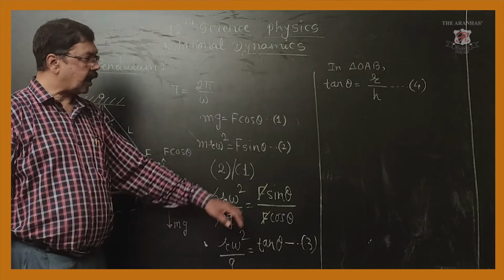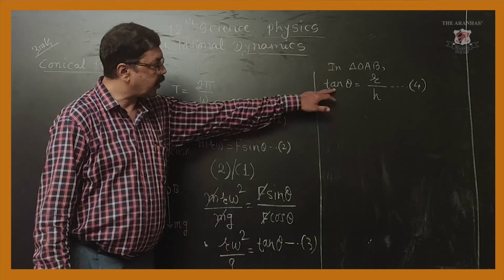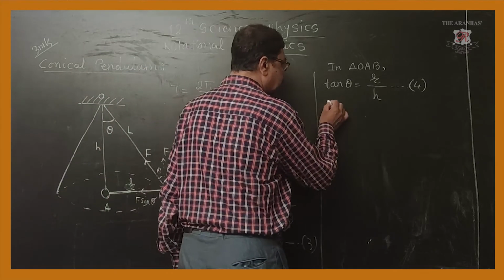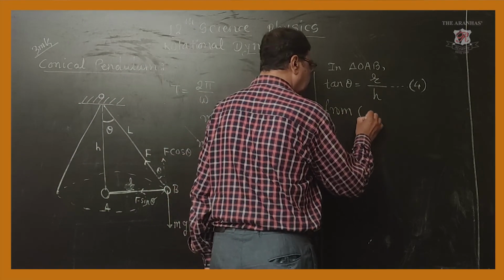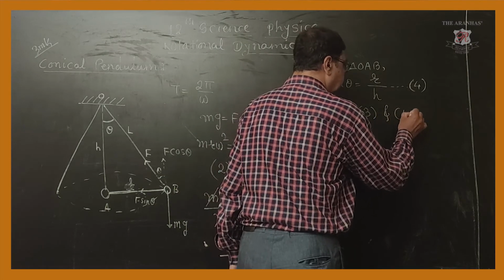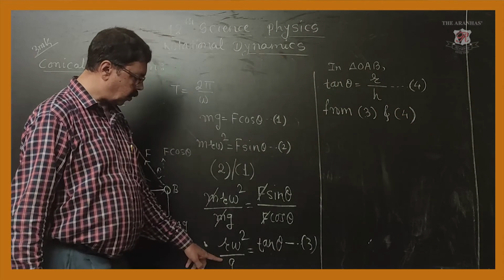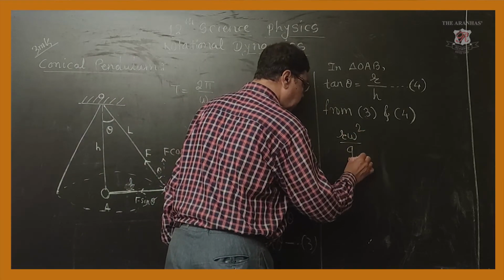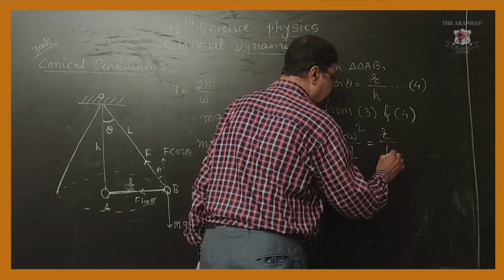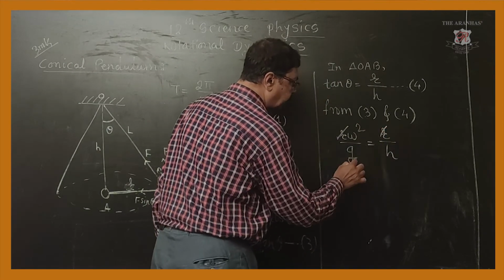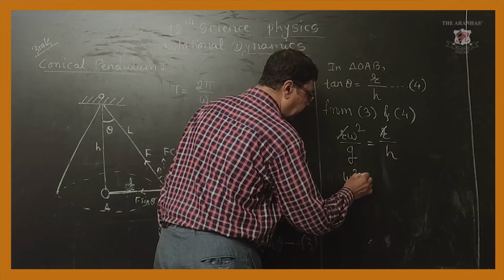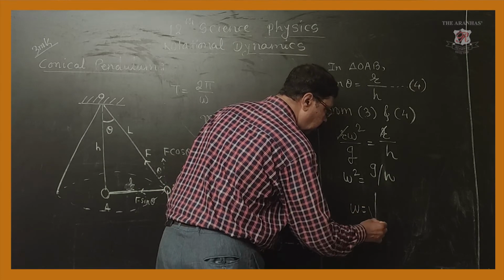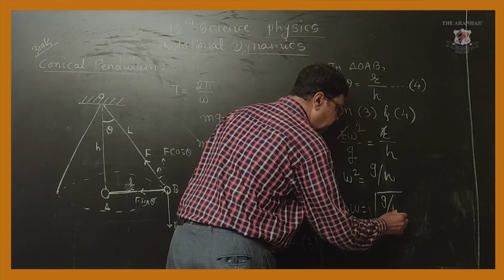From equations 3 and 4, what you observe, one side of the equation is same, so the other sides of the equation must be equal. So I will write, equating equations 3 and 4, r omega square upon g equal to r upon h. r gets cancelled, bring this g on this side. Omega square equal to g upon h. Omega equal to root g upon h.